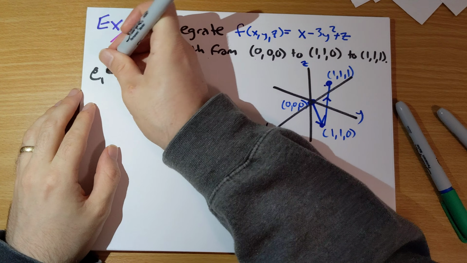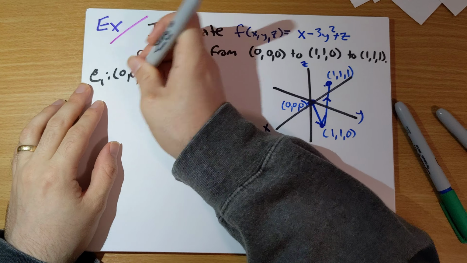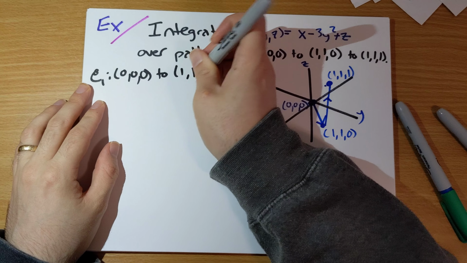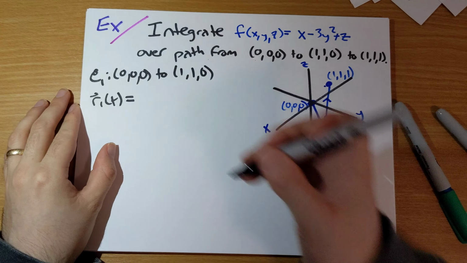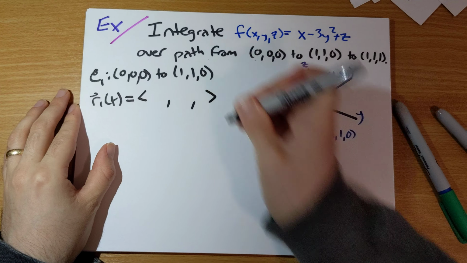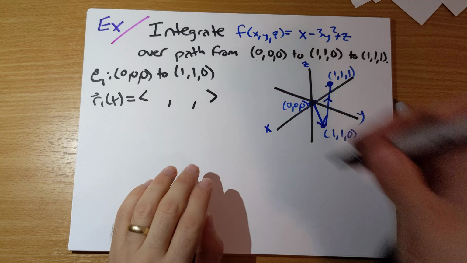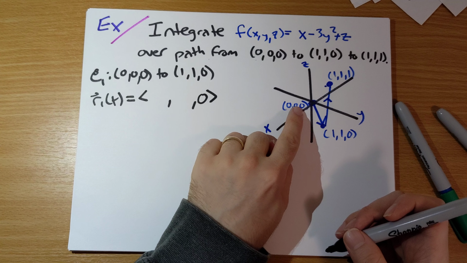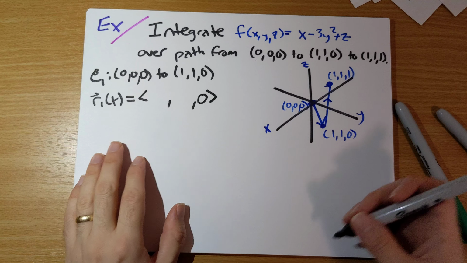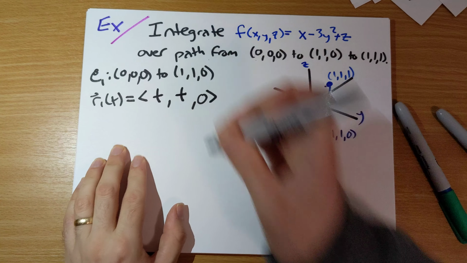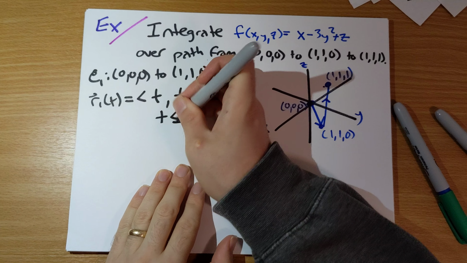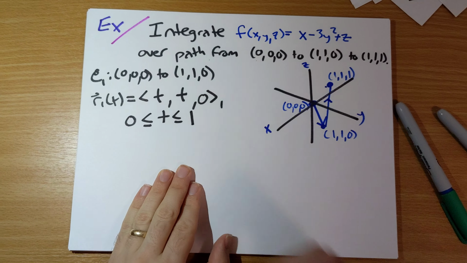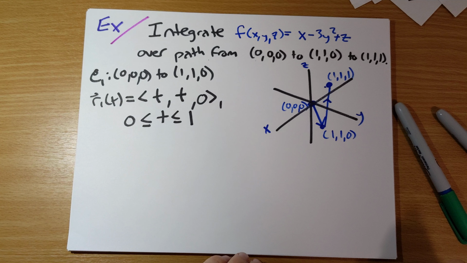So C1, let's say this is going to be from 0, 0, 0 to 1, 1, 0. We need a parameterization of C1. The z component stays constant at 0. The x component and the y component could both go from 0 to 1 in a straight line. So I think that r1 of t equals t, t, 0 works here. There certainly are other parameterizations that we could give. There's infinitely many, but this is probably the simplest one.